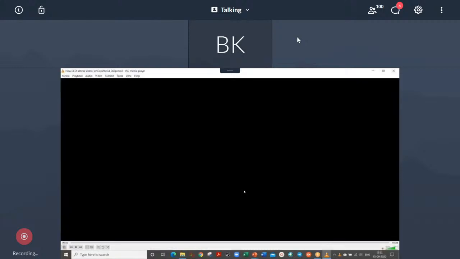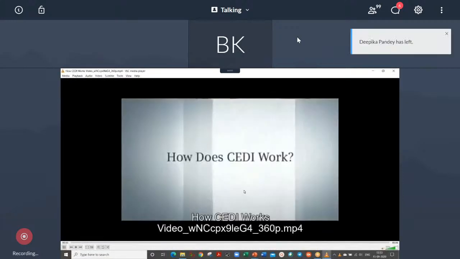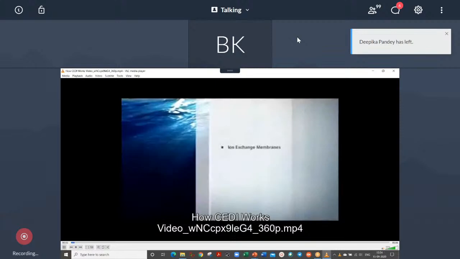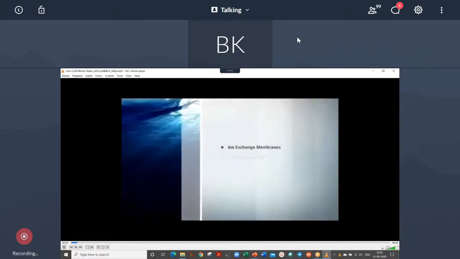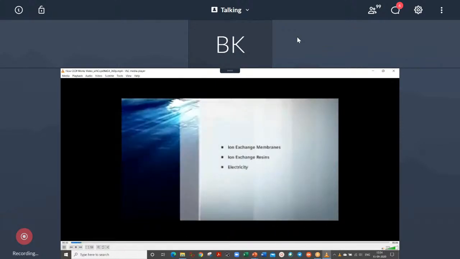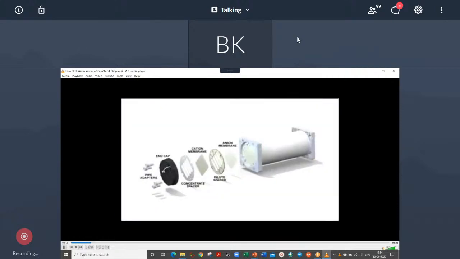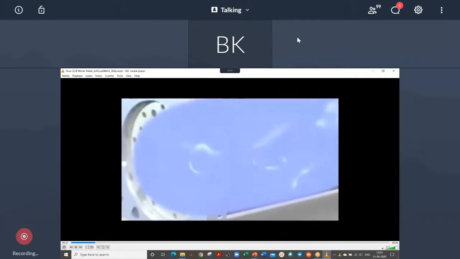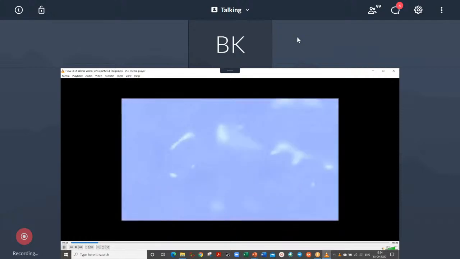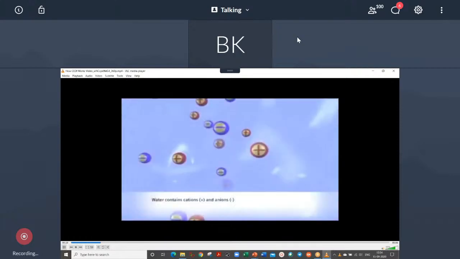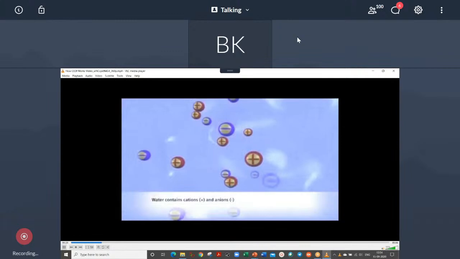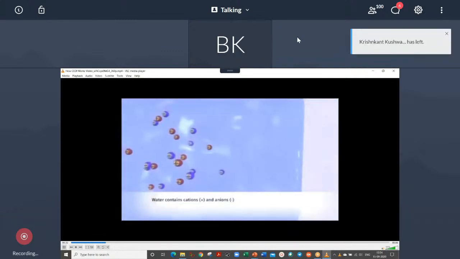CEDI technology removes ions from water using a unique combination of ion exchange membranes, ion exchange resins, and electricity. The ion exchange resins are continuously regenerated without the need for regeneration chemicals. To understand how the patented IonPure CEDI technology actually works, let's go down to the molecular level and take a look at some water containing ions. Water contains positively charged cations, represented by plus signs, and negatively charged anions, represented by minus signs.